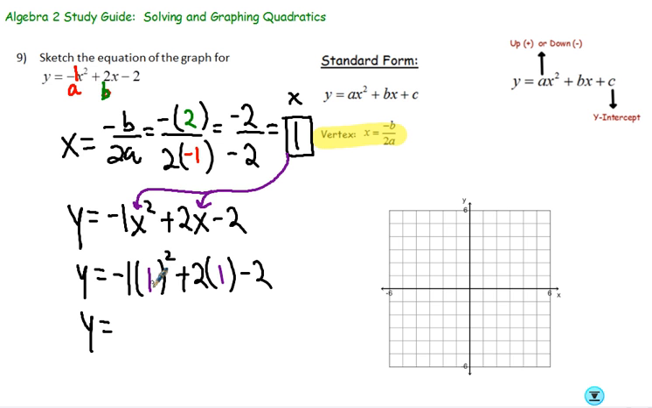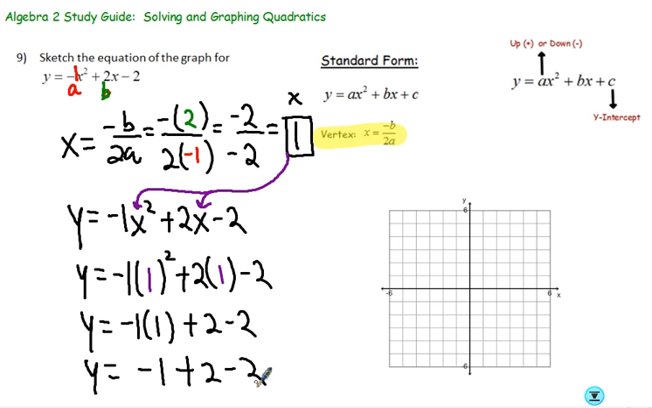And so you get y equals 1 squared. By the way, again, order of operations: you have to square this first. If you multiply then square, you will get the wrong answer. So you have to square it first. This would be 1 squared, which would be a positive 1, plus 2 minus 2. So that would be negative 1 plus 2 minus 2. Well, negative 1 plus 2 would be positive 1, and then 1 minus 2 would be a negative 1. So we get y equals negative 1.